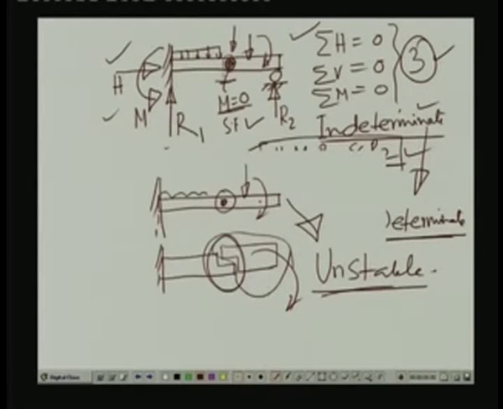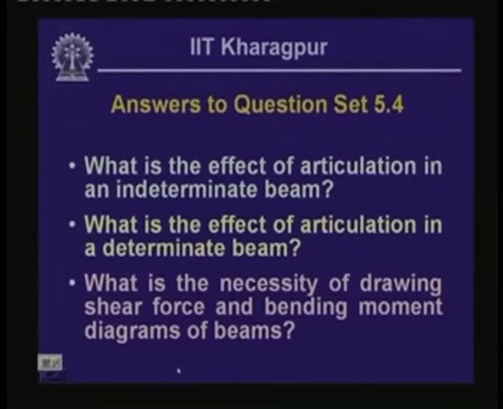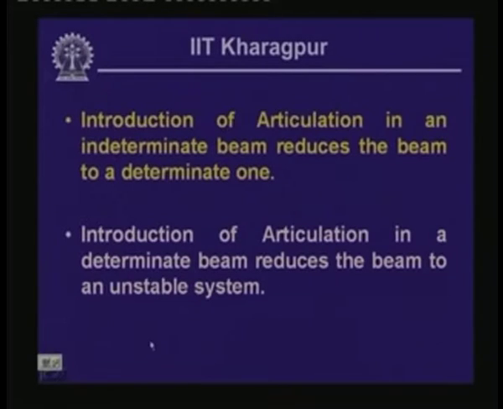So, this is the impact of the articulation. One should be careful that if you have an indeterminate beam and you introduce an articulation within the beam, the indeterminate beam becomes determinate, or you get an additional equation generated for every articulation you induce. And if you have a determinate beam and you introduce any articulation, then it becomes unstable. This is what is indicated over here. The introduction of articulation in an indeterminate beam reduces the beam to a determinate one, and introduction of articulation in a determinate beam reduces the beam to an unstable system.